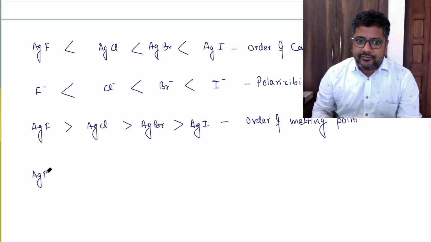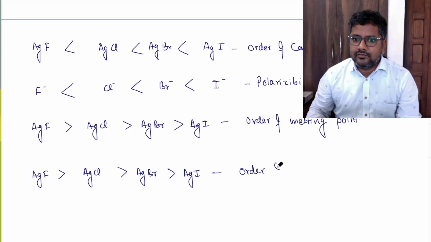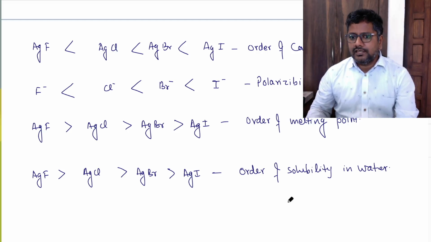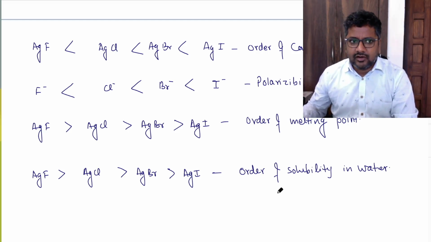So AgF is the most soluble, then AgCl, then AgBr, then AgI. This is the order of solubility in water, right? You can correlate, but there are a few exceptions, and that I will obviously discuss in the same topic, ionic compounds.